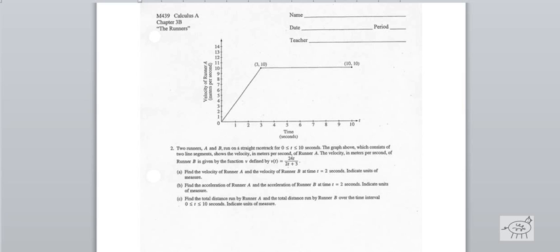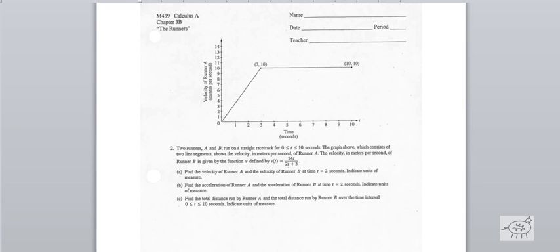Well, we're given two things here. First of all, it even says on here, two runners, A and B, are on a straight racetrack. T is between 0 and 10 seconds. And the graph above, which consists of two line segments, shows the velocity in meters per second of runner A. The velocity in meters per second of runner B is given by the function v of t equals 24t over 2t plus 3.